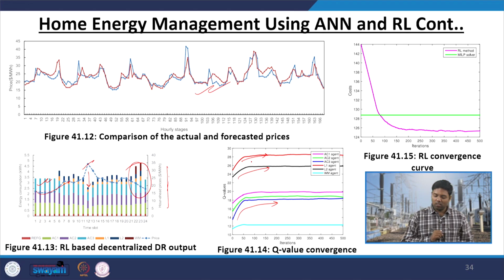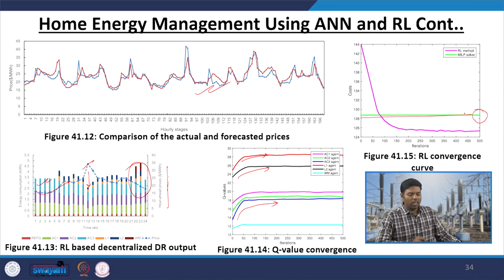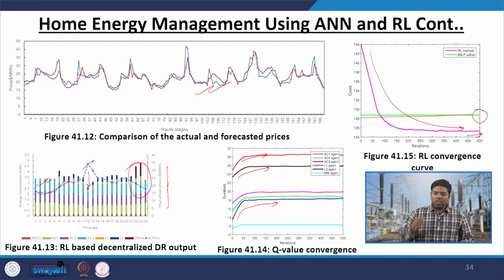This is the convergence. If you solve the same problem with a conventional MILP problem, you can see the cost is around $129. But with the RL method, as everyone is deciding in a decentralized manner, the RL method is giving the lowest cost, and it is also converging after 500 iterations. So the number of iterations is high, but at least it is fast acting, and it is a decentralized one. So with this, I will end today's lecture, and we end this AI topic, and we will continue with our next topic in the next lecture. Thank you.